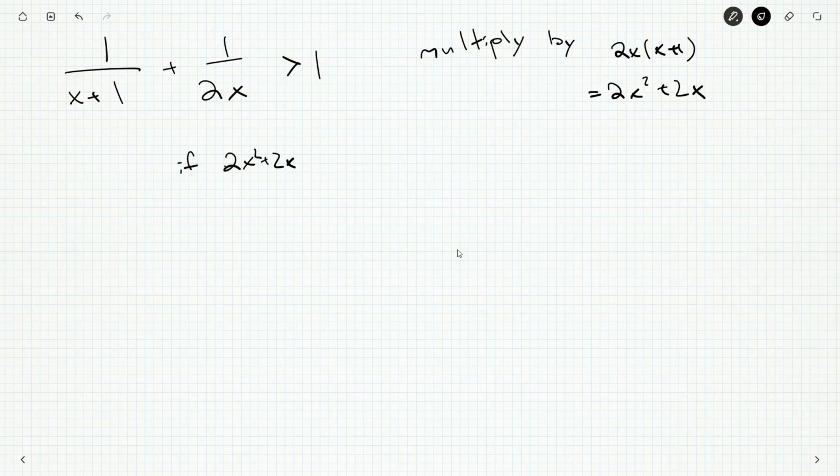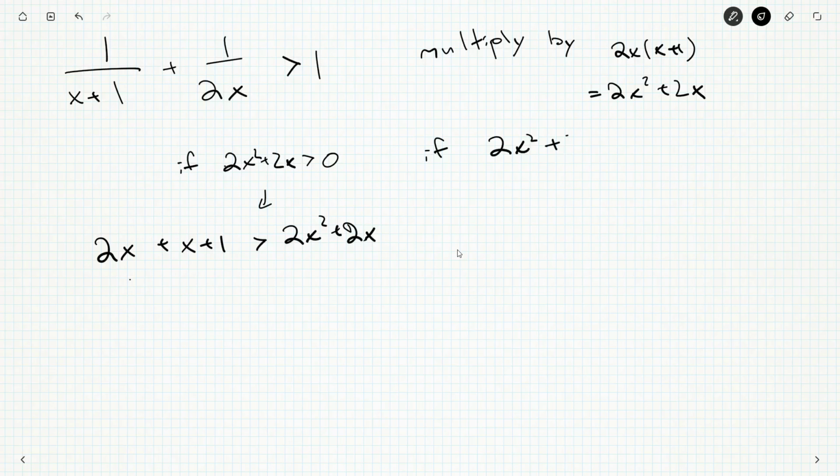If 2x squared plus 2x is positive, then we get 2x plus x plus 1, and then we get 2x squared plus 2x. But because we multiplied by something positive, the sign does not change around. On the other hand, if we multiply by something negative, the sign will switch, even though we'll still get the same expressions on either side. It's just a question of the sign.